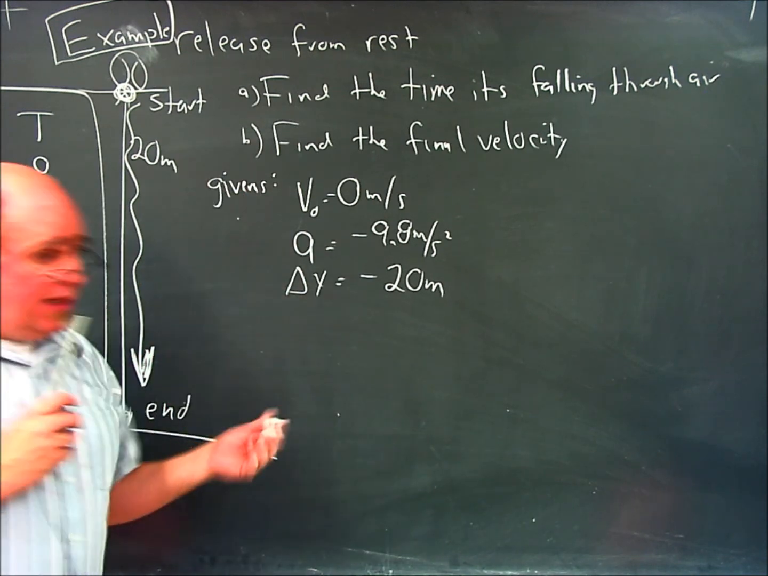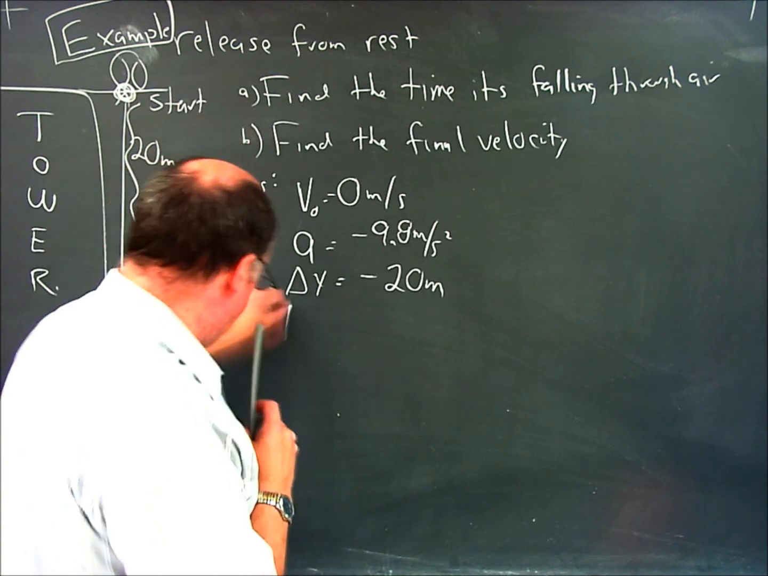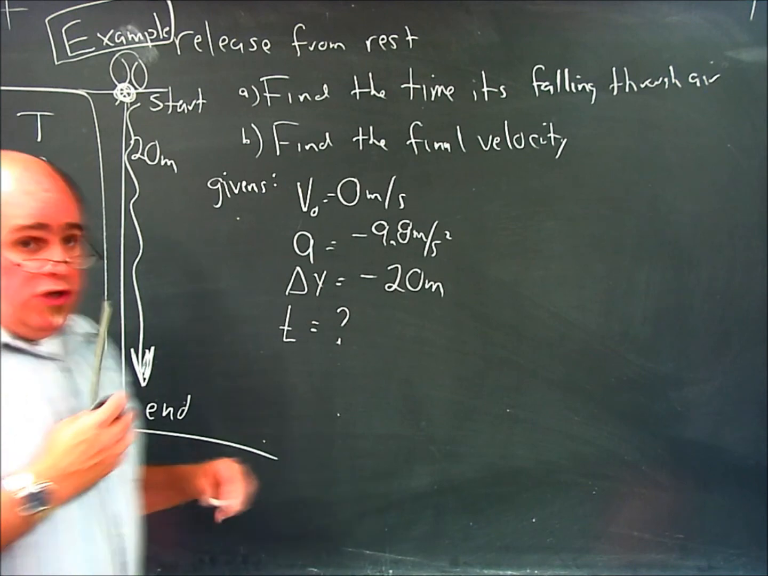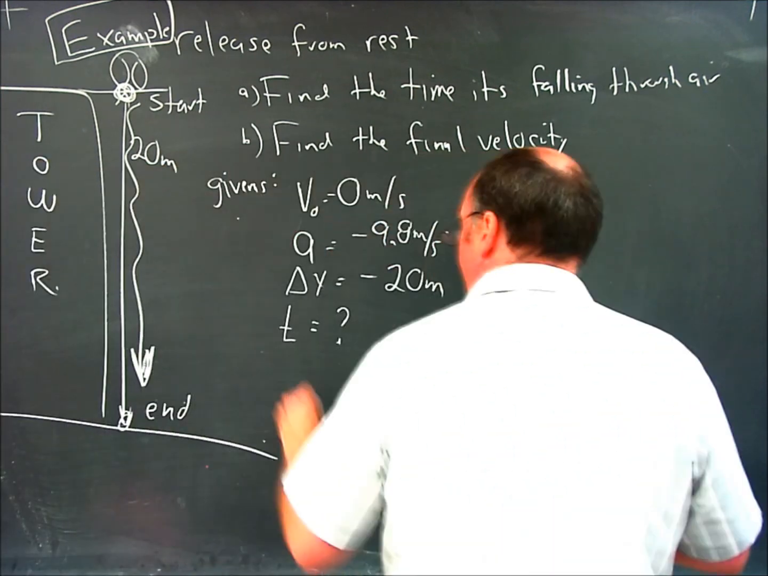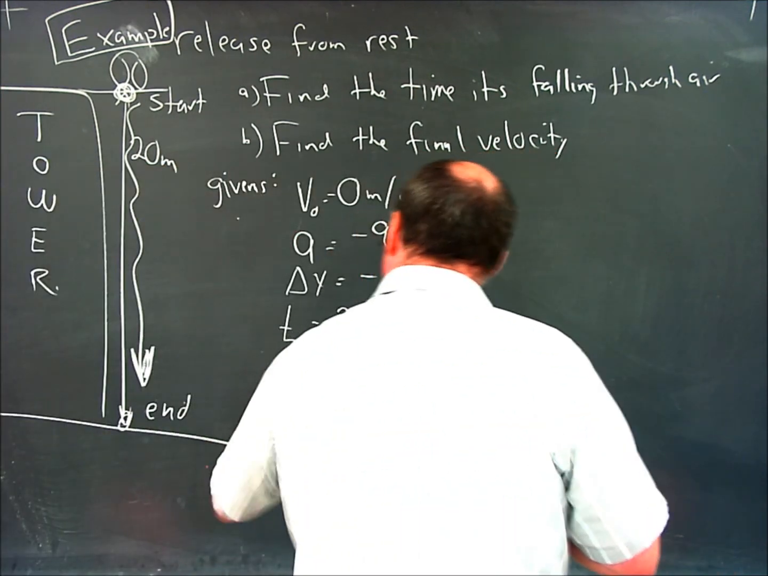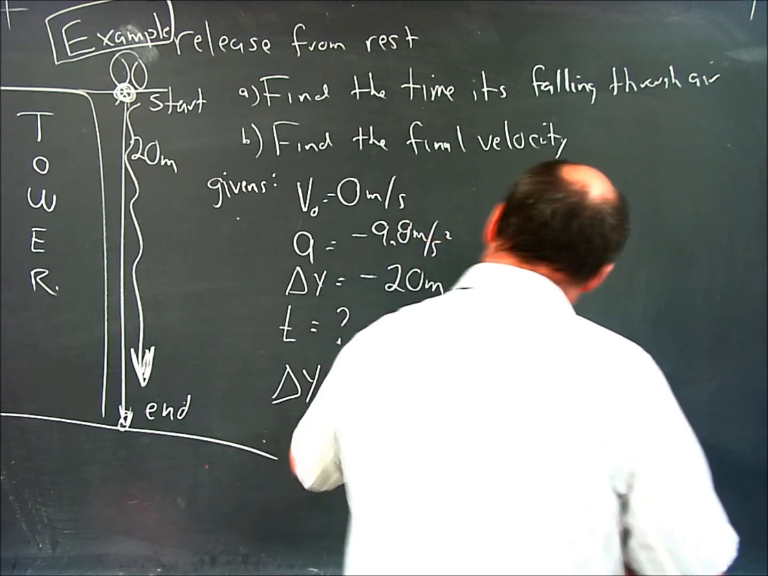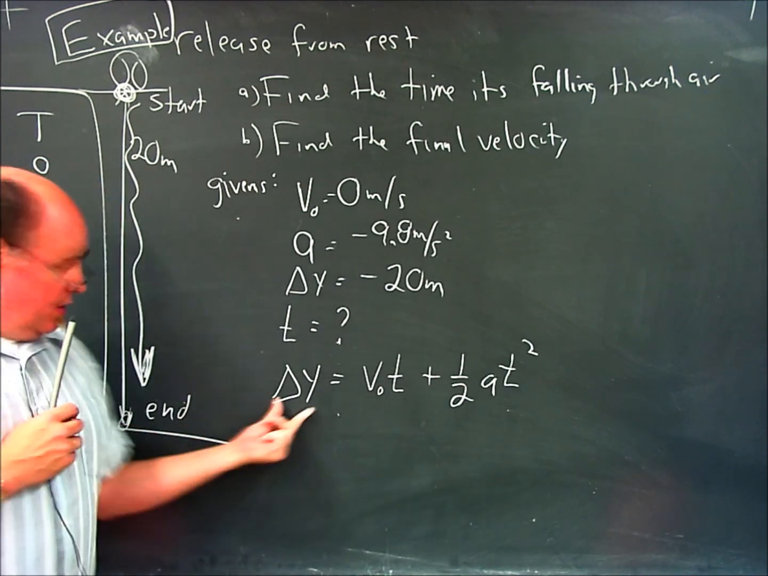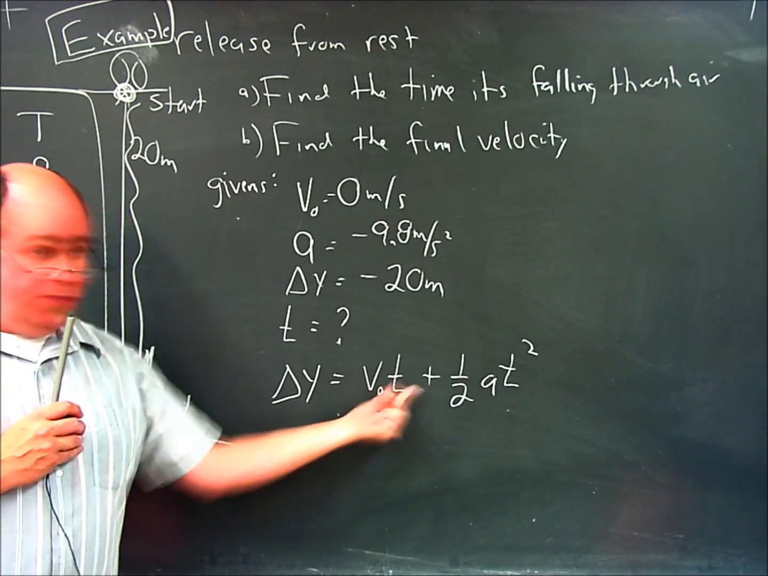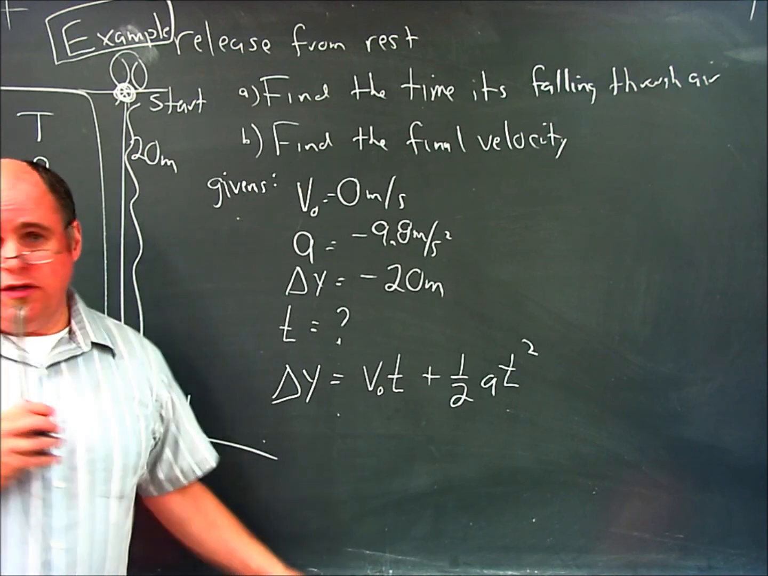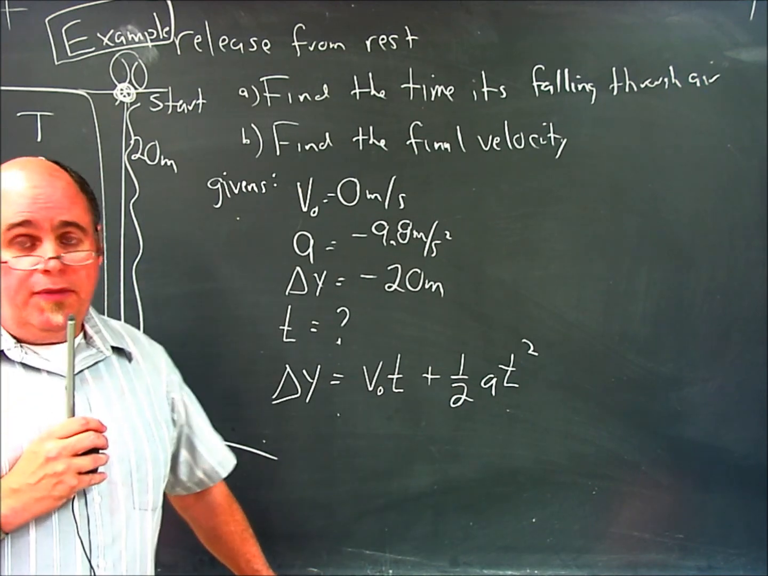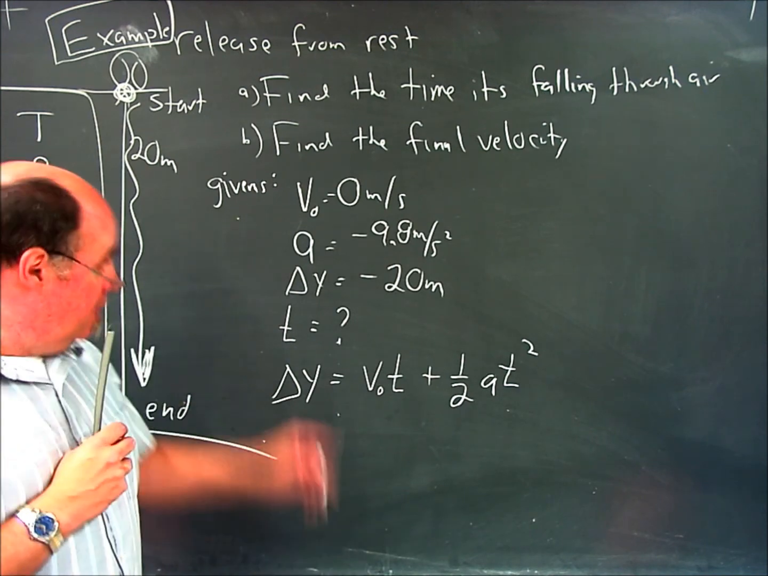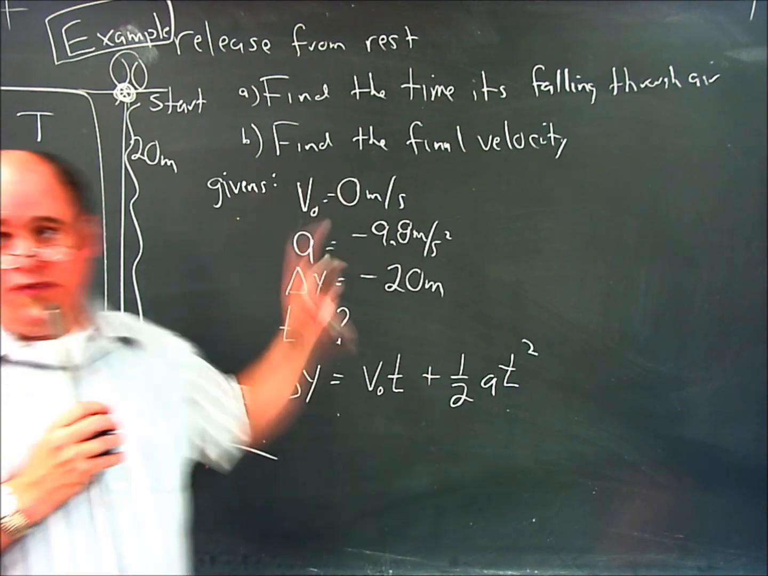How would I find the time? Time is the first thing you're looking for. Time is question mark. So how would you find the time? You could use this formula: displacement, delta y is v initial t plus 1/2 a t squared. We tried to use this formula in the last section, and it led towards a quadratic equation. And that's not going to happen right here because the initial velocity is 0. So it's going to simplify much, much nicer.